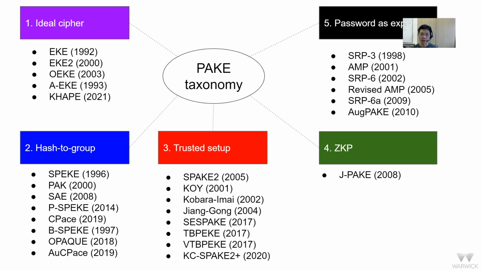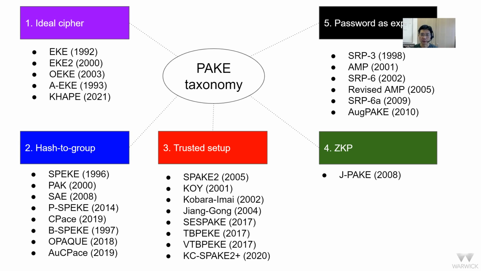But then the difficulty is to find such a trusted third party, and there is a concern about the potential trapdoor. The fourth class is based on zero-knowledge proof, and JPAKE so far is the only protocol in this class. The next class is basically based on the design of SRP, and all other protocols are modifications of SRP in various ways.